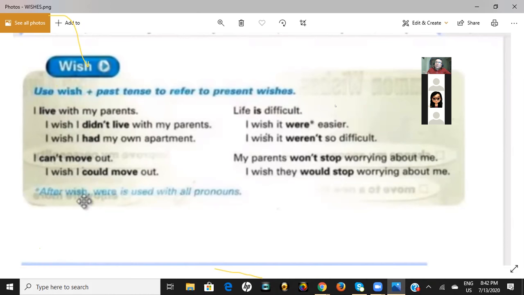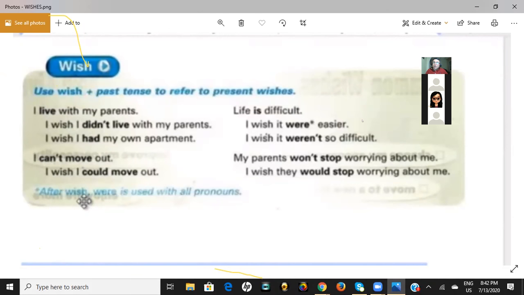So never use was. However, if you pay attention to movies, if you pay attention to the lyrics of music, it is normal that people say, I wish you was here. I wish I was there. I wish I was the president. But grammatically speaking, it's not correct. So keep that in mind, that when you're talking about wishes, was does not exist ever.